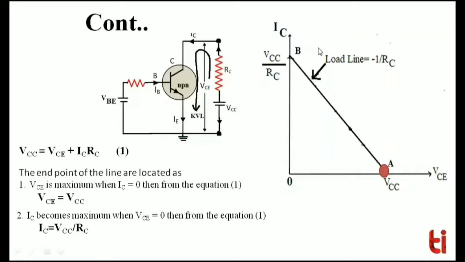And then we mark B, which is IC max, and it is equal to VCC divided by RC whenever the value of VCE is equal to 0. And finally, by joining the points A and B, the DC load line is drawn here, and the slope of this load line is equal to -1/RC, and RC is the collector resistance.